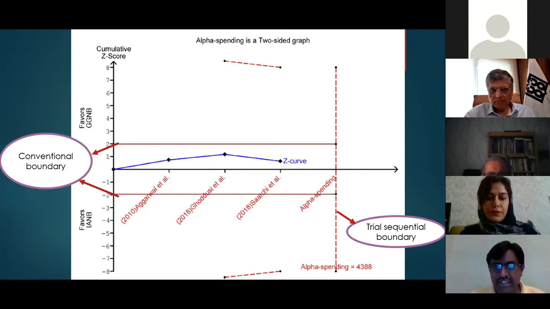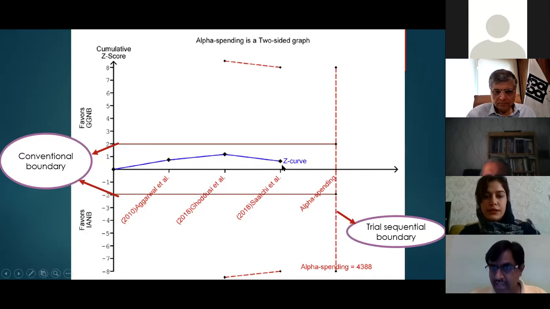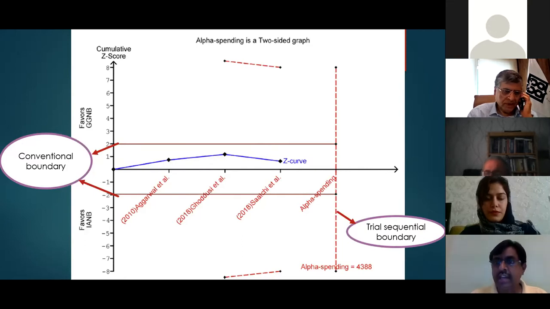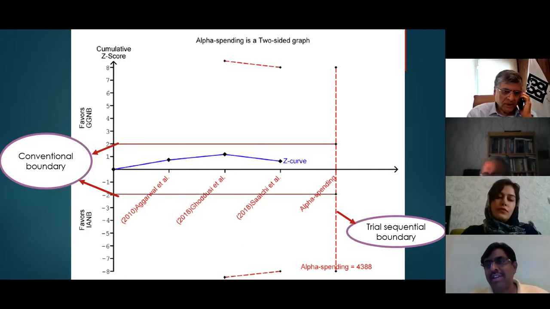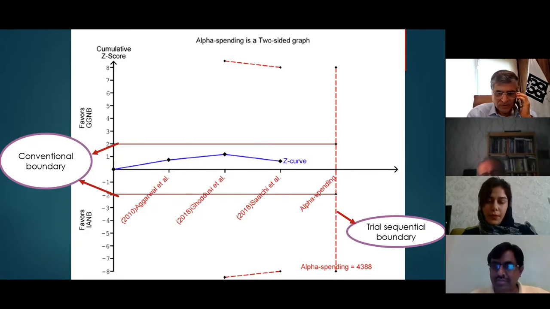Yeah, see, the same thing as I told you, this blue line is coming between these two conventional boundaries. You got it? It means it's not confirmatory. If this blue line goes above that, it means it is a confirmatory thing. That's the interpretation of this.